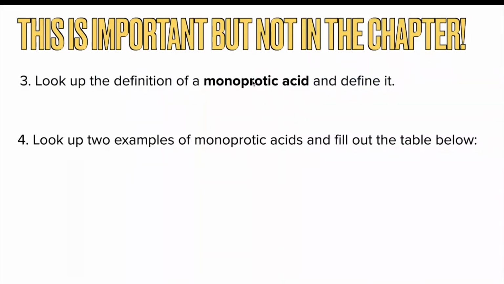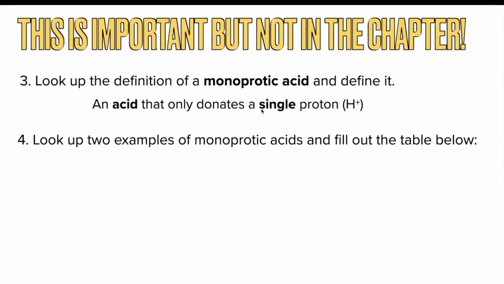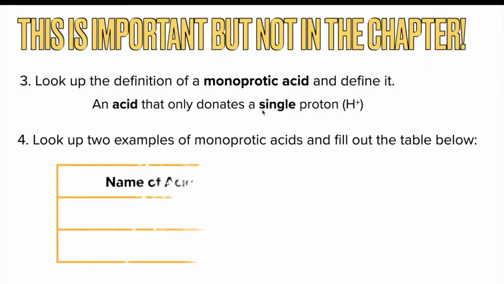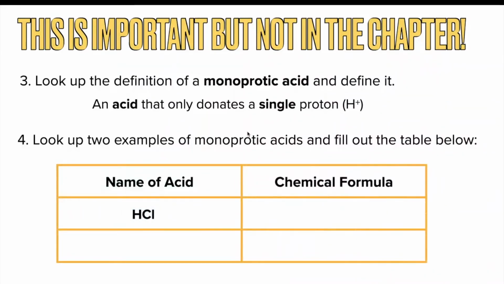So what is a monoprotic acid? A monoprotic acid is an acid that only donates a single proton. It asked you to find 2 examples. And so here are just 2 examples that I found. There are plenty though, right? Hydrochloric acid, nitric acid. You could have done perchloric acid or chloric acid or nitrous acid or anything really here. And so a monoprotic acid has a single H in it. Oh, acetic acid would be another good one.